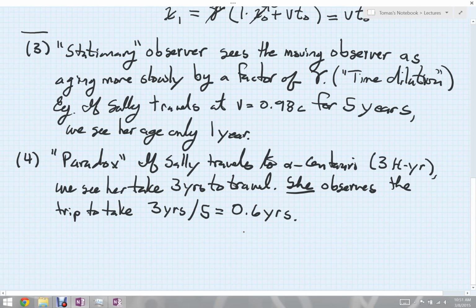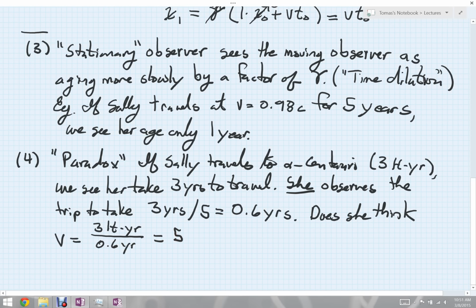Because then what would her effective speed be? Does she think then that her speed v is equal to 3 light years, and she's able to cover those light years in only 0.6 years? When you divide, you'll see you're going to get back our number 5. But the units will be light years per year, which means speed. So does she think she's traveling at 5 times the speed of light?